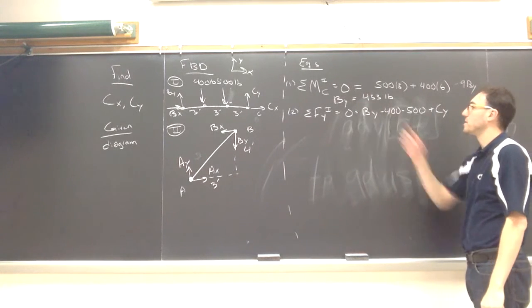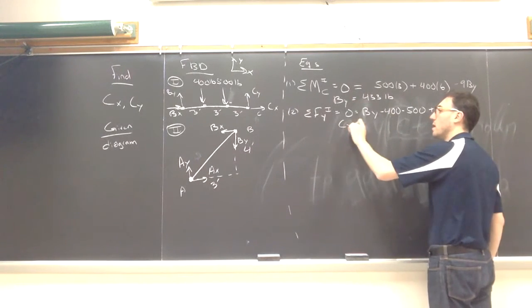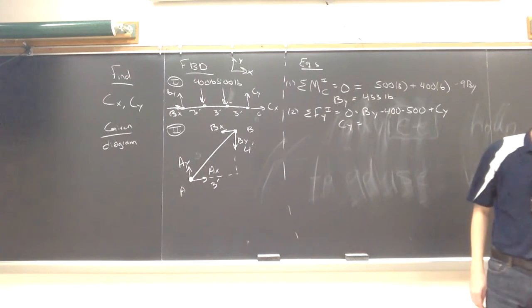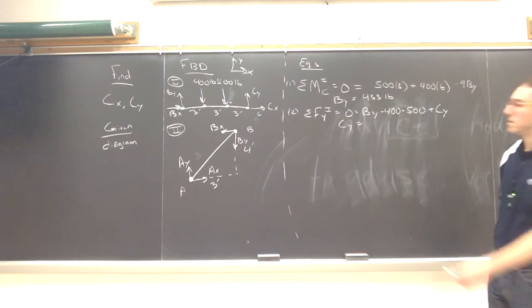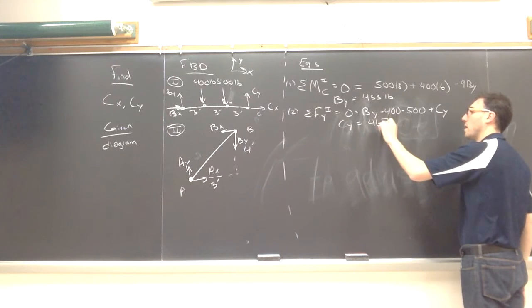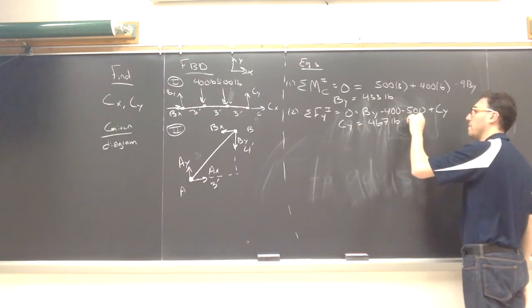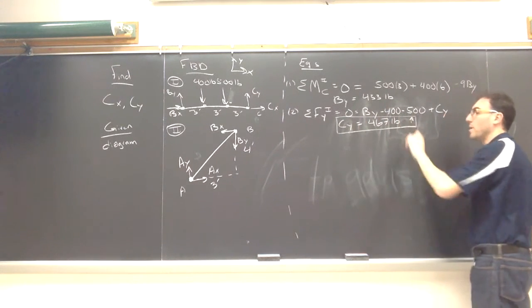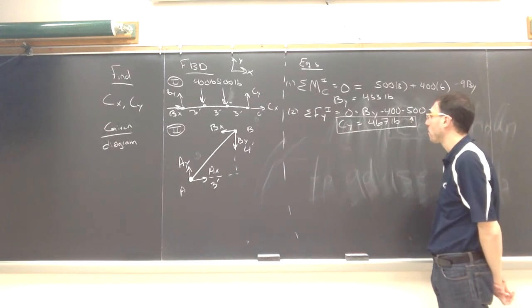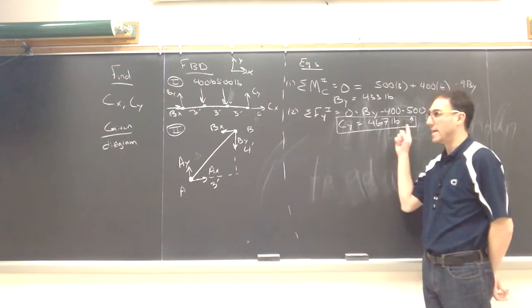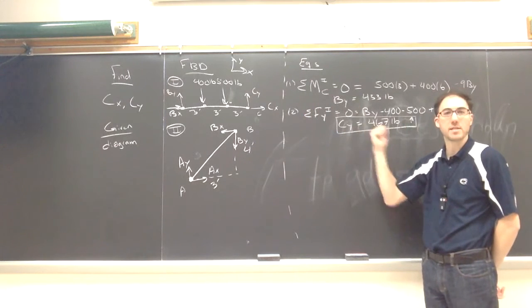And now, since I know By, I can find Cy. One of my unknowns I now have. Cy is 467 pounds, and it is up. I assumed it was up, and the positive means I was right.